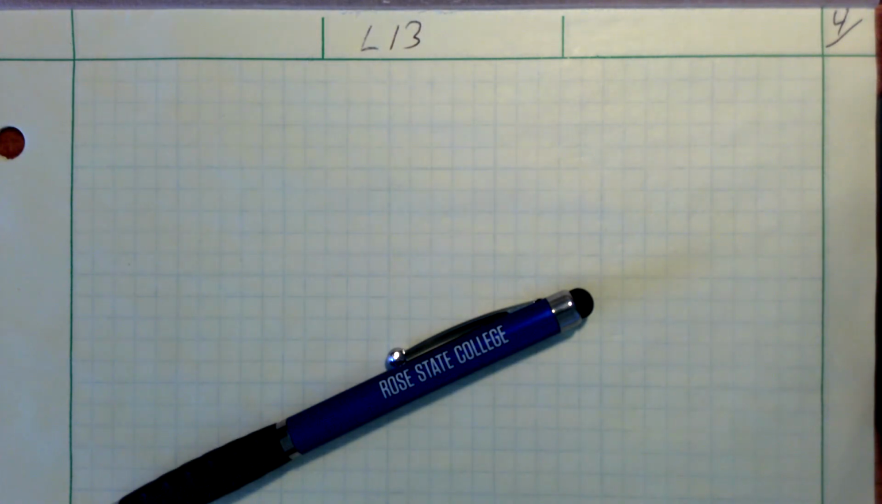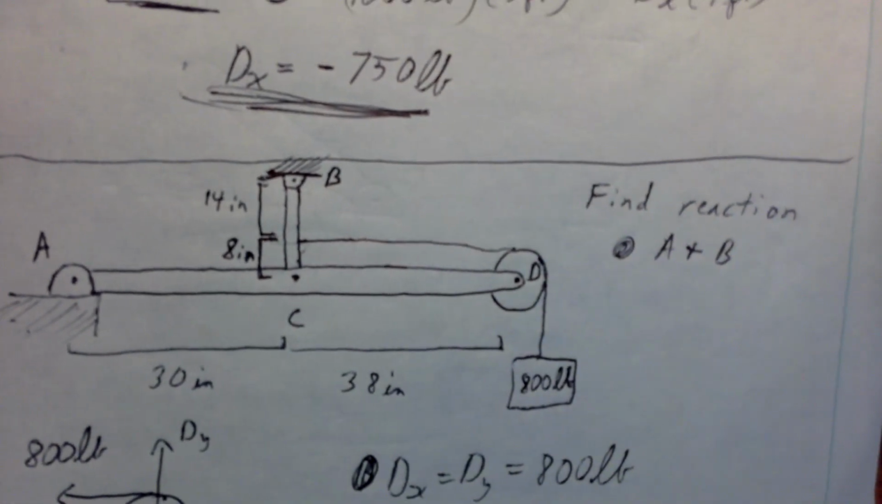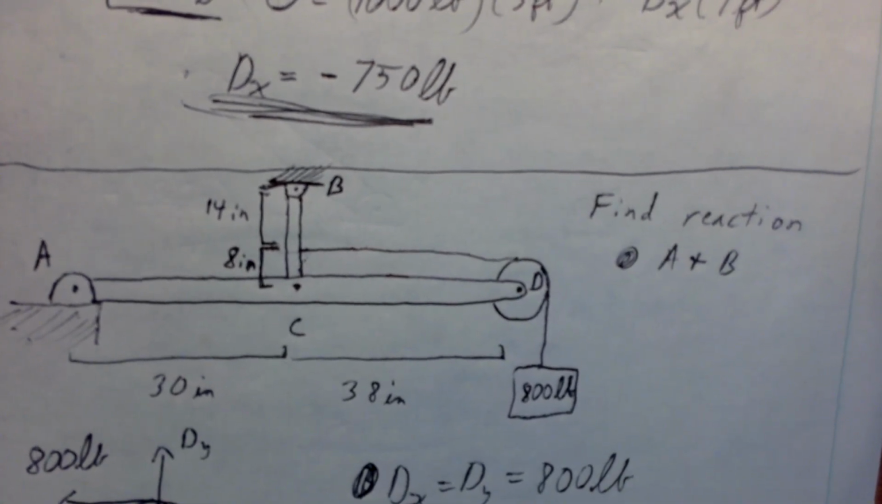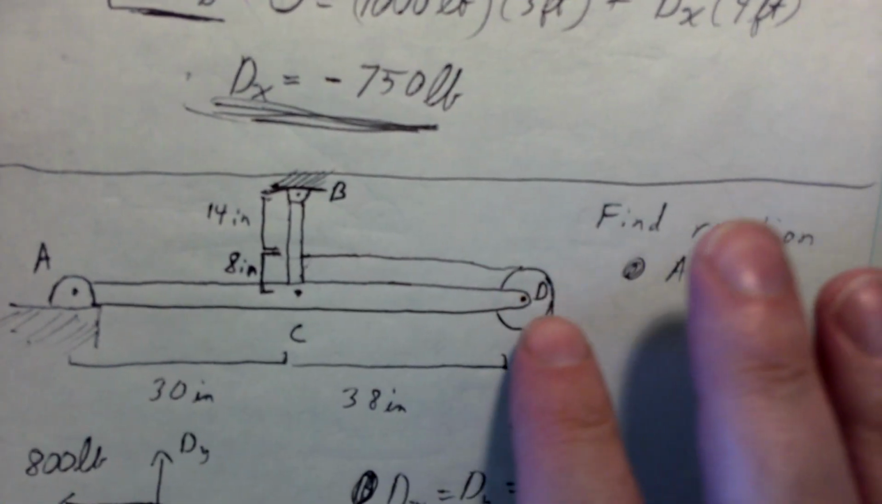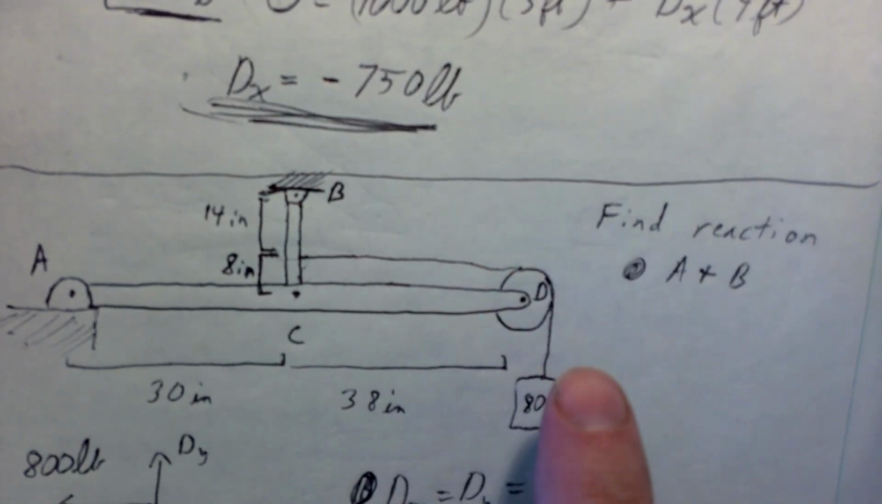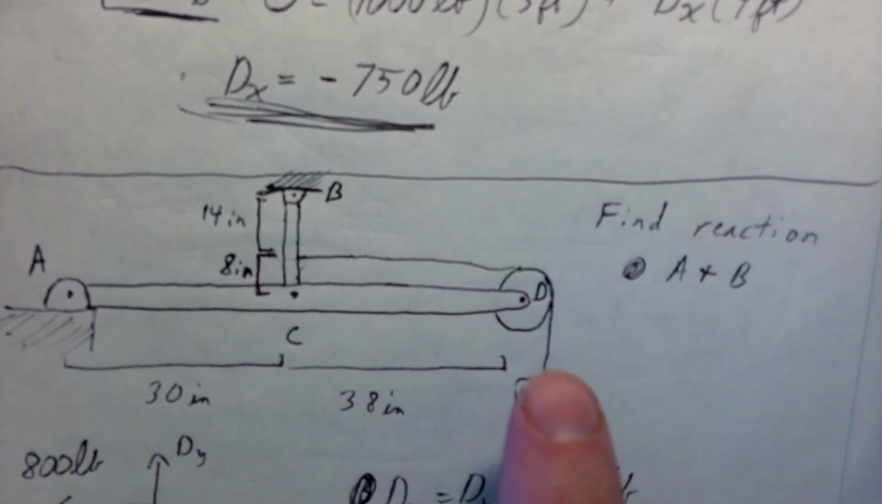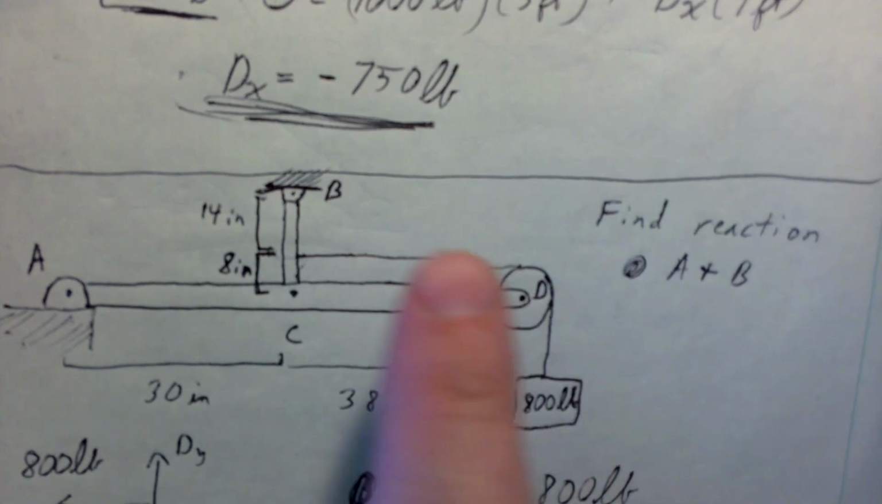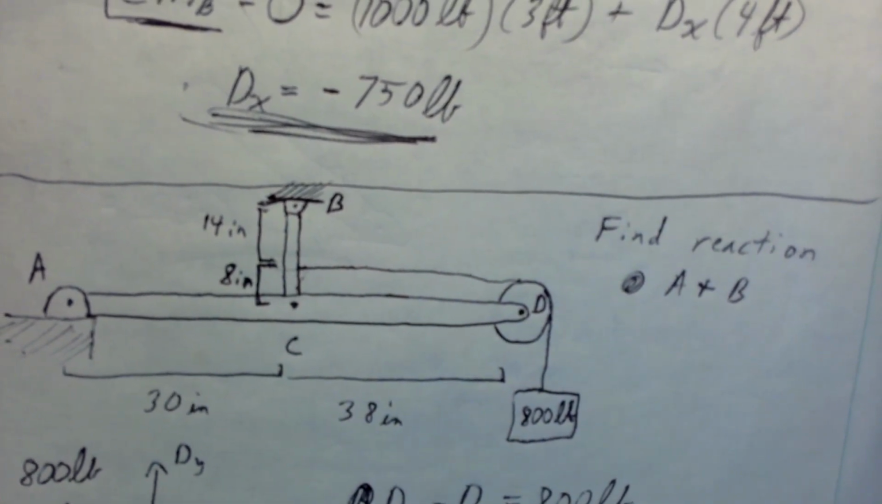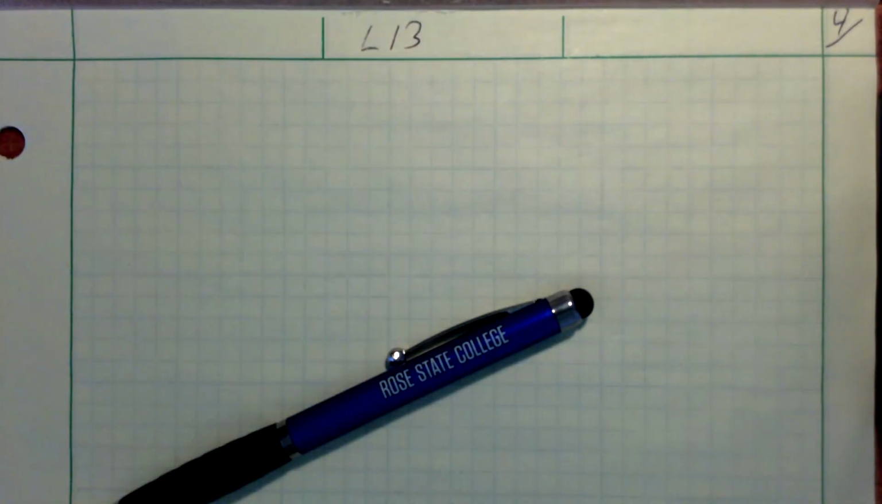Got a nice example here. You can see it before I draw it here. So we've got this frame that's got a pulley out here on D, an 800-pound weight attached to it. We've got a rope or a cable coming across that pulley here, and then attaches in this member BC over here. So I'll draw this with you.